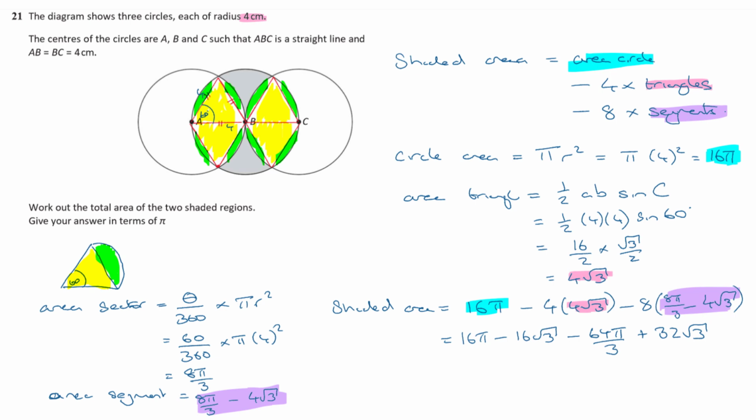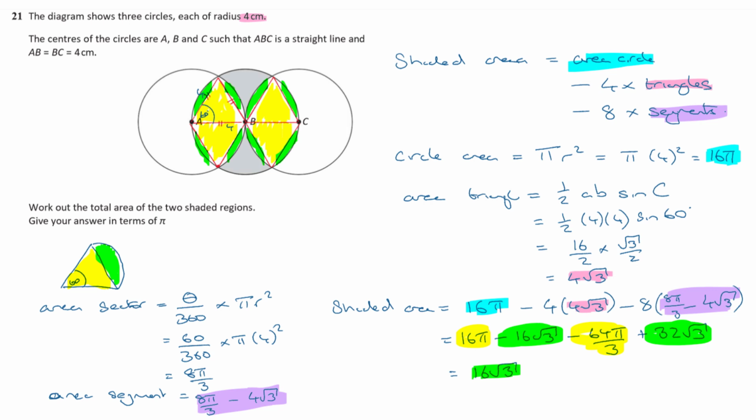So you can see now we've got two terms. We've got terms in pi, 16 pi and minus 64 pi over 3, and we've got two terms in root 3. I've got minus 16 root 3 and 32 root 3. Now it looks to me like the pi part's going to be negative, so I'm going to write the root 3 parts first. So 32 root 3 minus 16 root 3, well 32 lots of something minus 16 lots of that something is going to give you 16 lots of that something. So that's going to give me 16 root 3 from combining the two green bits together.